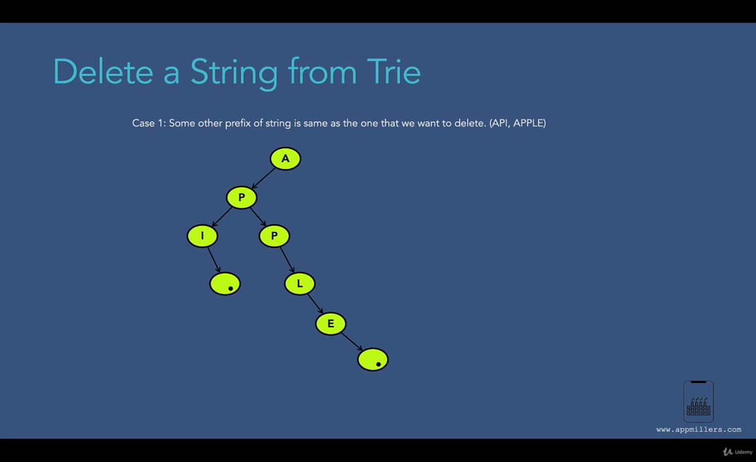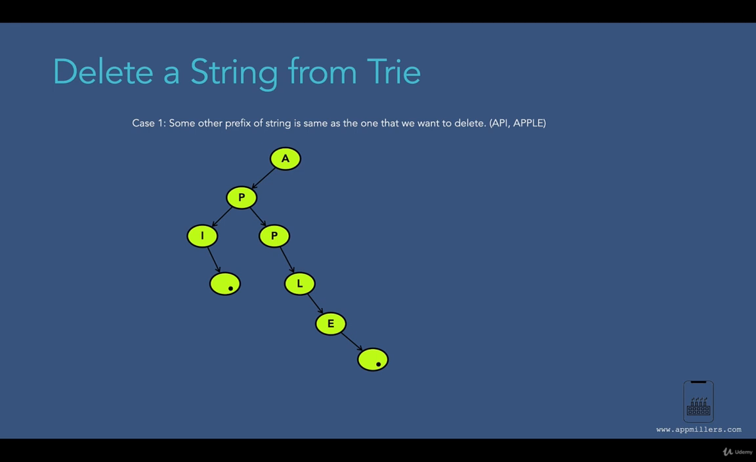Now in the previous lecture, we have learned how to search for a string in a trie. Now in this video, we are going to talk about deletion of a word in a trie. Similar to insertion of a string in a trie, in case of deletion, we have 4 cases. So let's see them one by one.